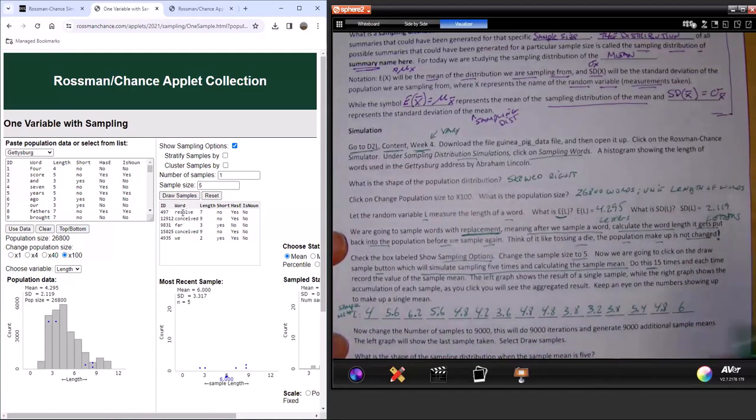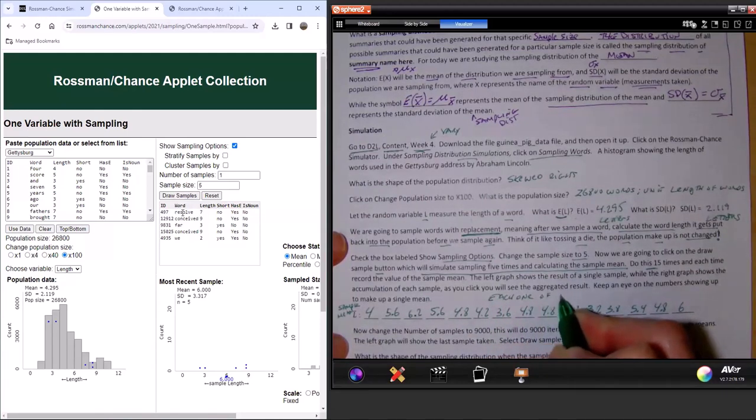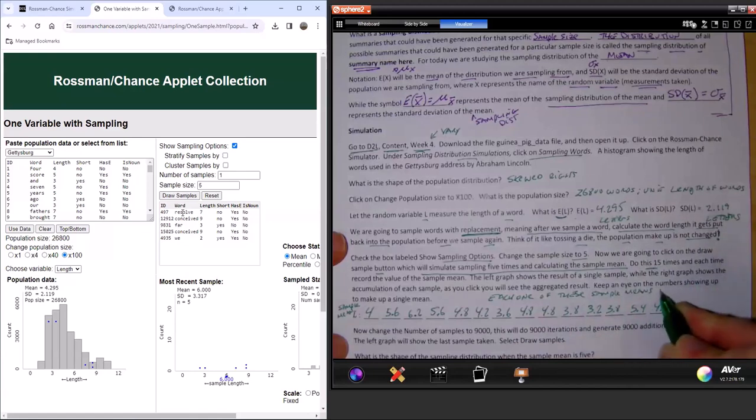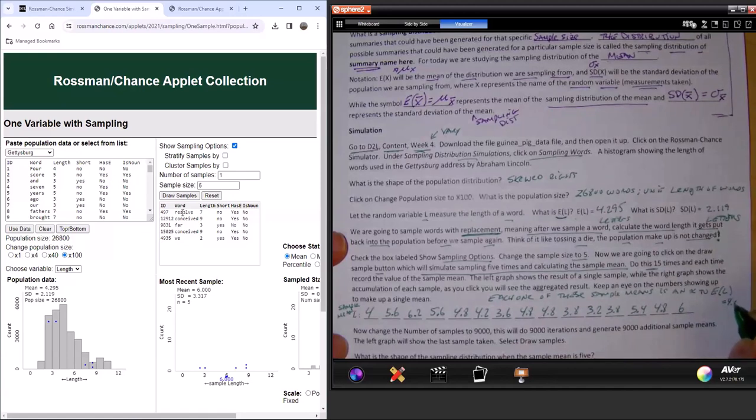What does this mean? Each one of these is an approximation. So write the approximation symbol to what? E of L, which in this case happens to be 4.295. So if we sampled 5 numbers and somebody asks, well, what is the average length of the words in the Gettysburg Address? You can say 4.